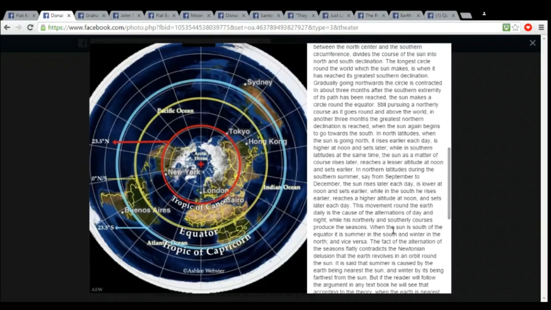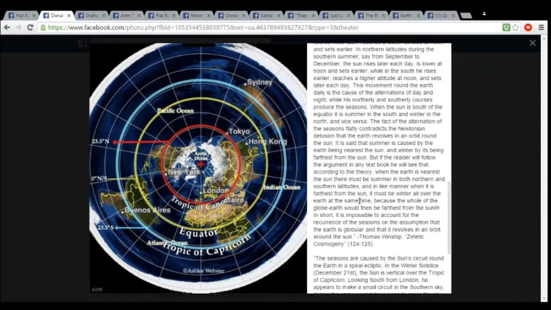This movement around the Earth daily is the cause of the alternations of day and night, while its northerly and southerly courses produce seasons. When the sun is south of the equator, it is summer in the south and winter in the north, and vice versa. The fact of the alternation of the seasons flatly contradicts the Newtonian delusion that the Earth revolves in an orbit around the sun.